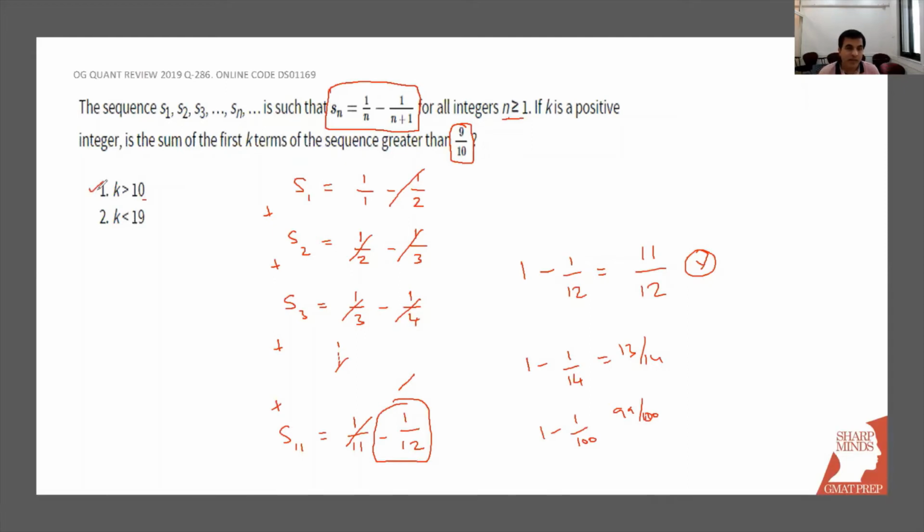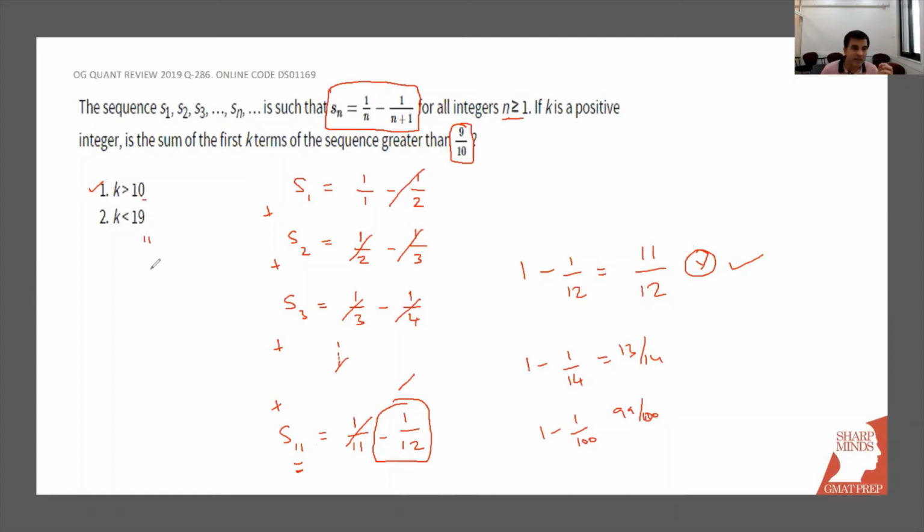Now we have to look at statement 2 alone, which tells us k is less than 19. If k is less than 19, it could very well be 11, which we just considered. And if we assume k as 11, then this is the result that we just got, which means with k as 11, which is below 19, we can easily get the yes answer to the above question. We don't need to do any fresh rough work.